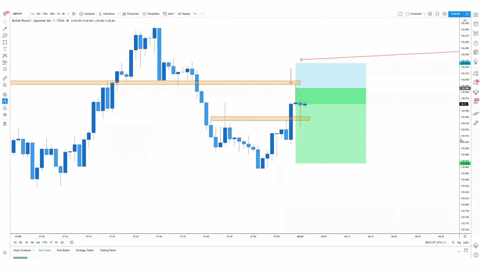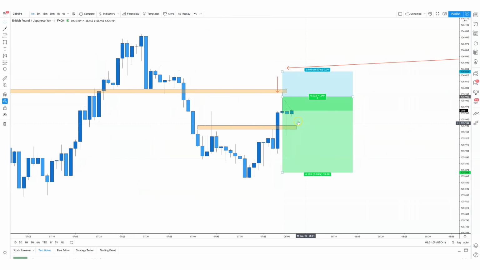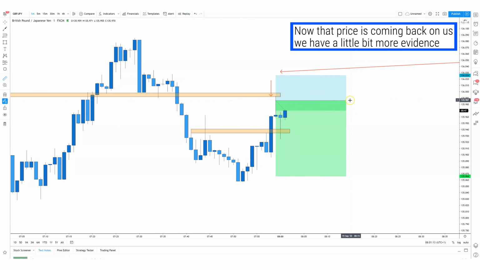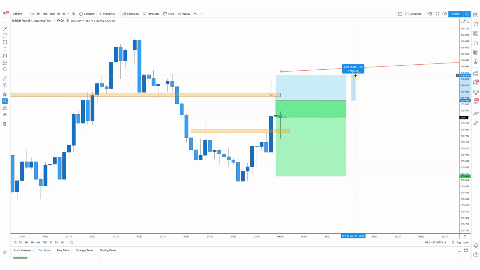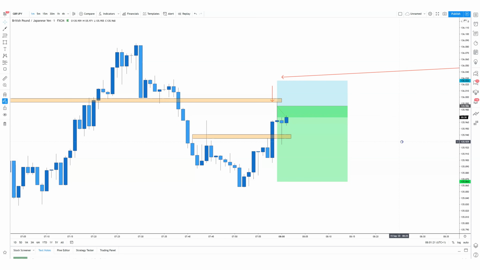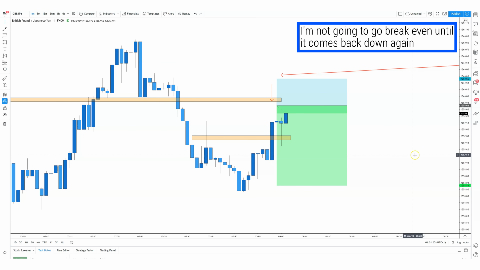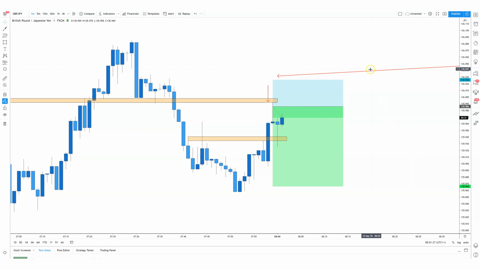Once we get to 1-1, I think we should have been at break even right now, but we haven't. Now that price is coming back on us, we have a little bit more evidence. Let me see this, 4 pips and 4 pips. Yeah, we should have probably been break even, but for this illustration, I'm not going to go break even until it comes back down again, giving us another opportunity. But we'll let this one run. Continue to watch it, see how it works out for you.